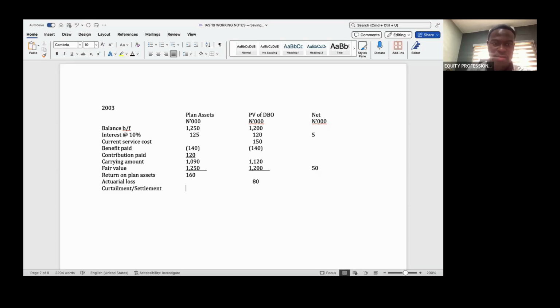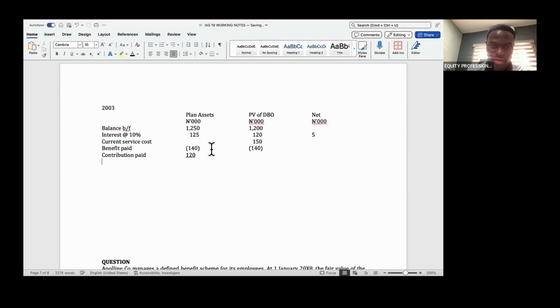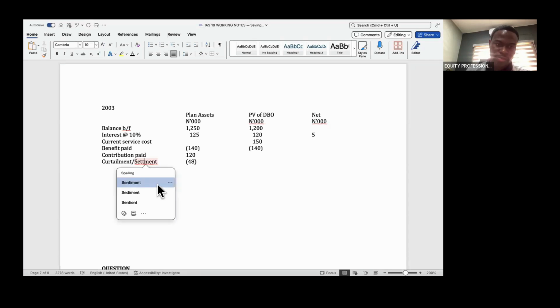So the plan assets, no, I'm not supposed to put it here now. In fact, let me just cancel it to this point. So curtailment slash settlement. The plan assets that were transferred is how much? It's 48,000. And we're told that our obligation will reduce by how much? By 50,000. So there's a difference of 2.